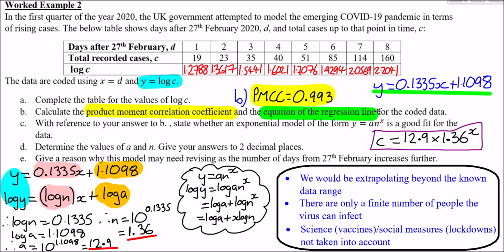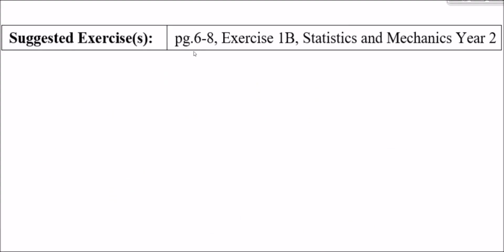So there you have it. That's a practical application of what we're doing in this chapter. So now it is over to you to try some questions on your own. So here's the suggested exercises I want you to have a go. So if you turn to page 6, all of exercise 1b of this stats and mechanics exercise. It's accessible. Once you do a few, you'll get the hang of it. So do a whole chapter. These questions do come up fairly regularly. They're well worth practicing.